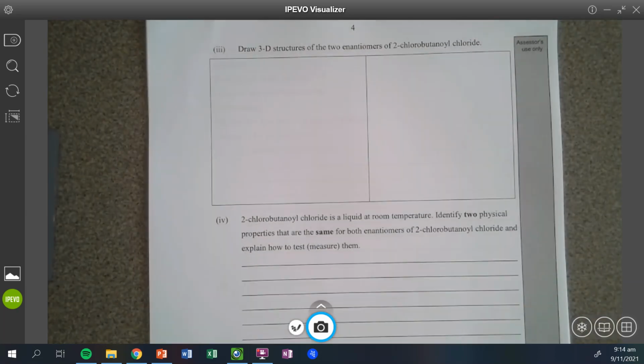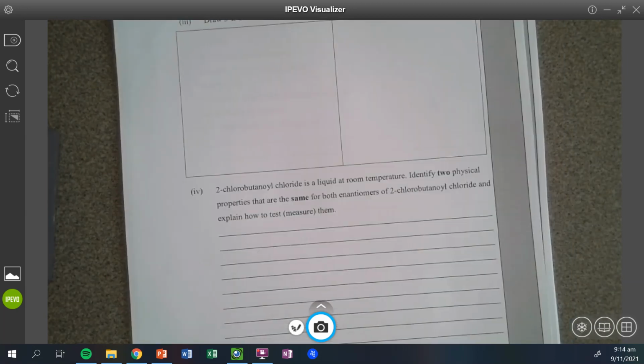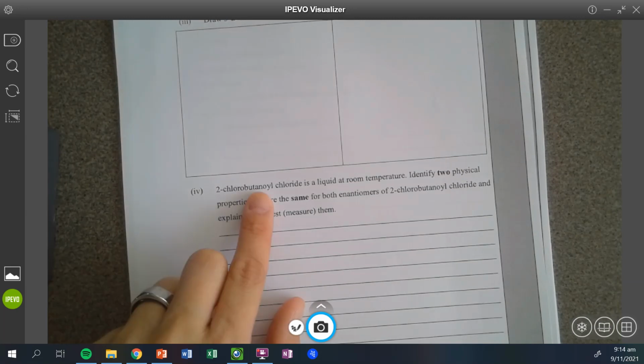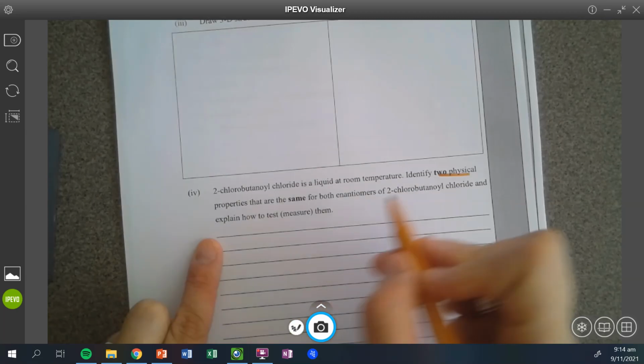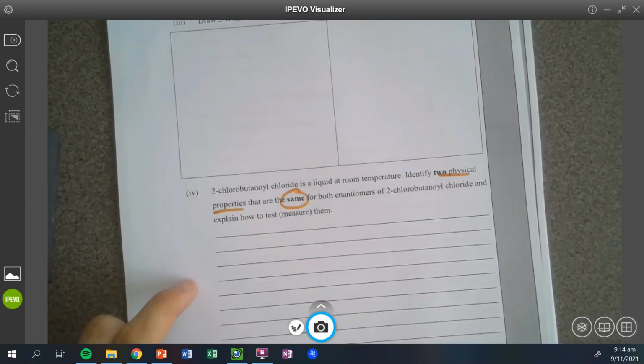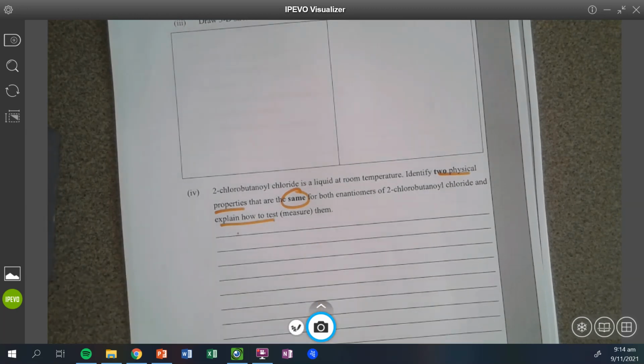This one here, oh, I love it because it was so different to what you guys were used to, and you guys just wrote your same generic answer and didn't think about it. So, 2-chlorobutanoyl chloride is a liquid at room temperature. Identify 2 physical properties that are the same for both enantiomers and explain how to test for each one of them.